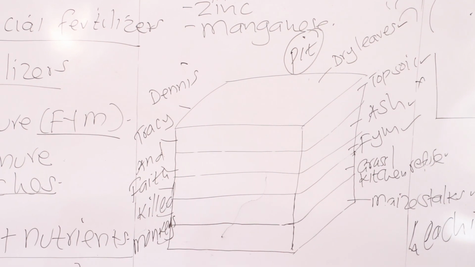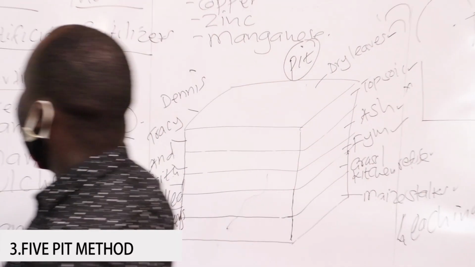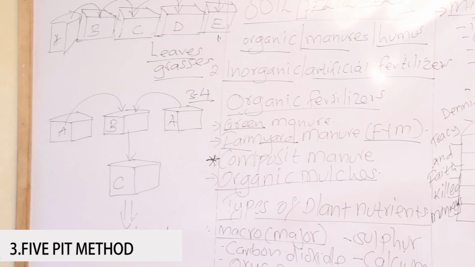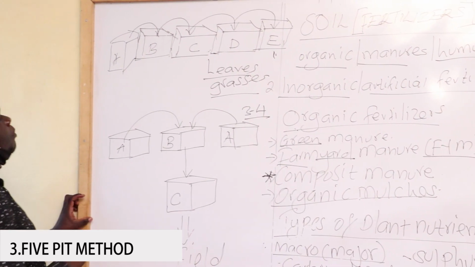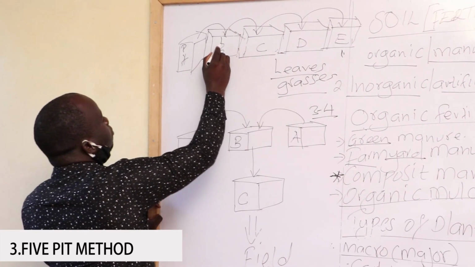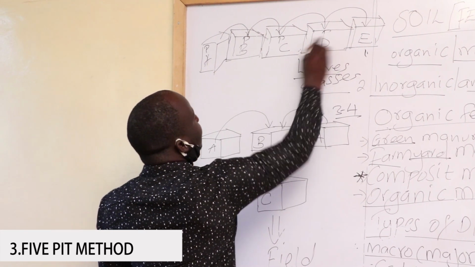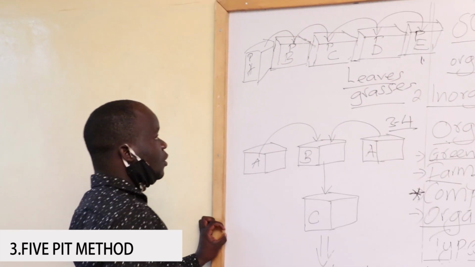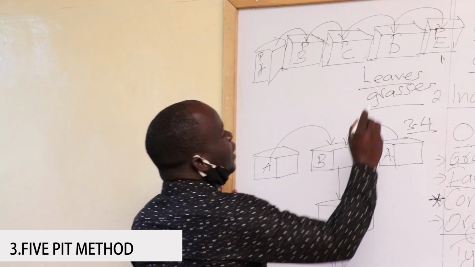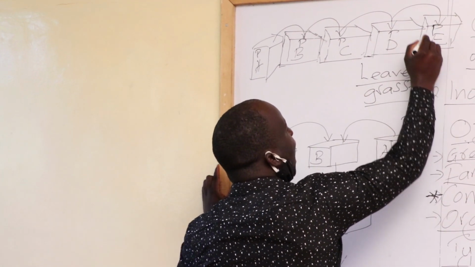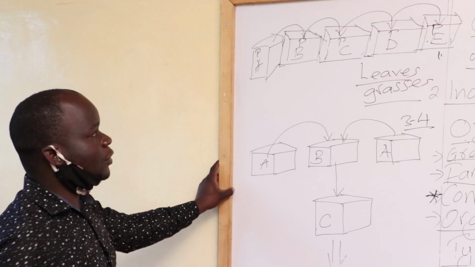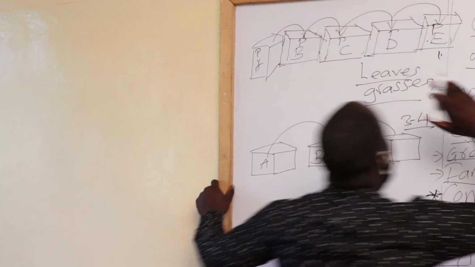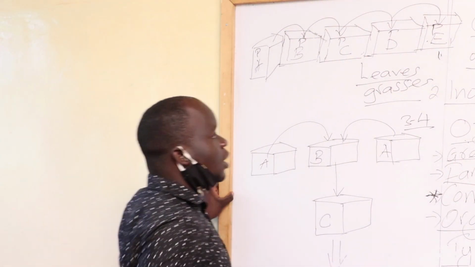Okay, let us go to method number 3 of preparing compost manure. Method number 3 is using the 5-pit method. In the 5-pit method, we have pit A, pit B, pit C, pit D, pit E. It involves digging 5 pits. In these pits, you leave pit E empty. You don't fill pit E with the materials. The rest, A, B, C, and D, fill them with these mixed materials, all of them.